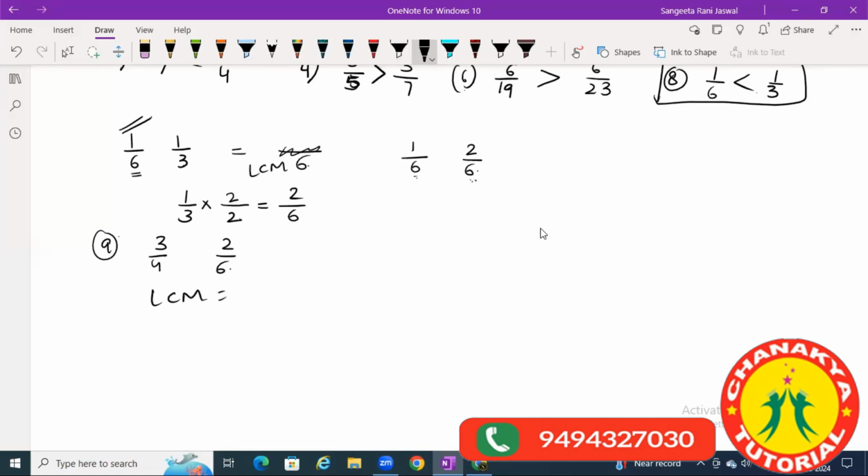The LCM is 12. Okay, because the time is over, I should wind up the class. This is the last question, okay? We'll do more on this. Okay, ma'am. I wanted to give you a worksheet. Just a second.